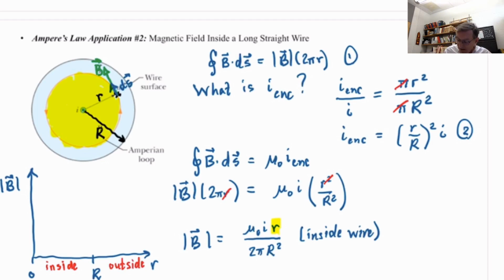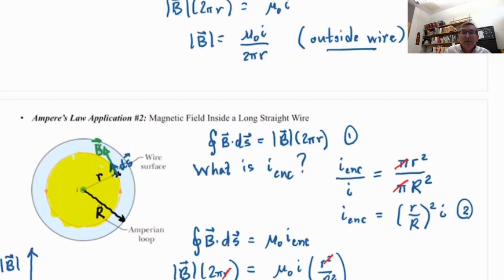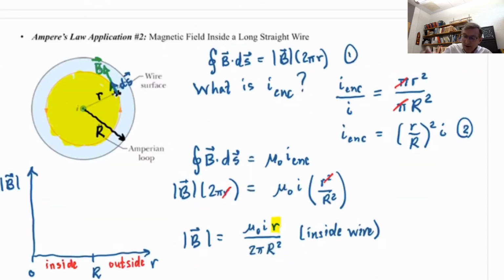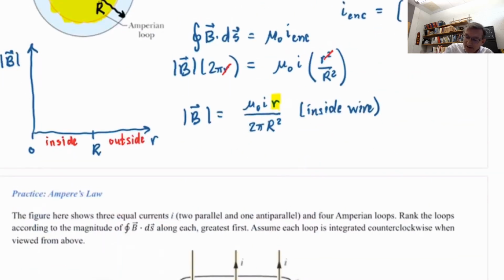And now I just plot this using the inside wire part for r less than big R, and the outside wire part, which has an r downstairs if you're outside the wire. So inside, the field grows linearly with r. So you just have a line going up like so. The slope of it is mu 0 I over 2 pi big R squared.